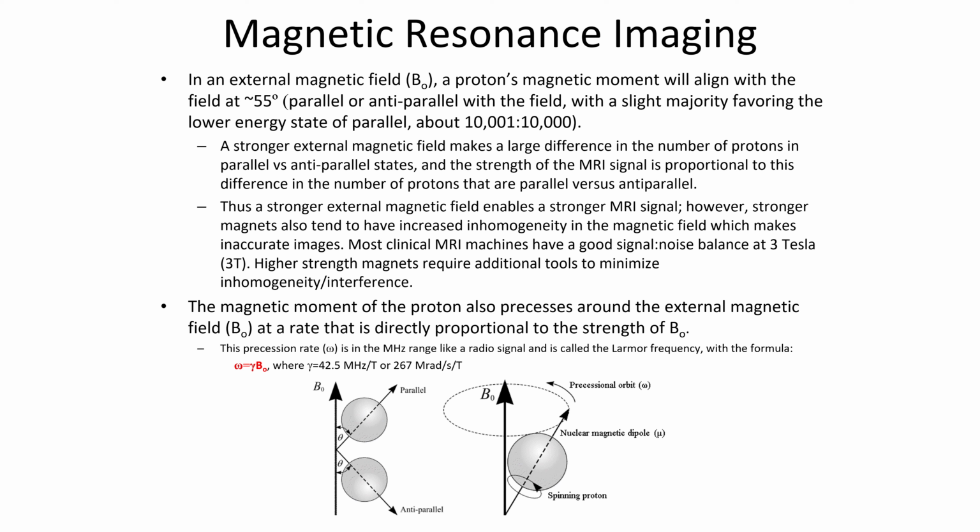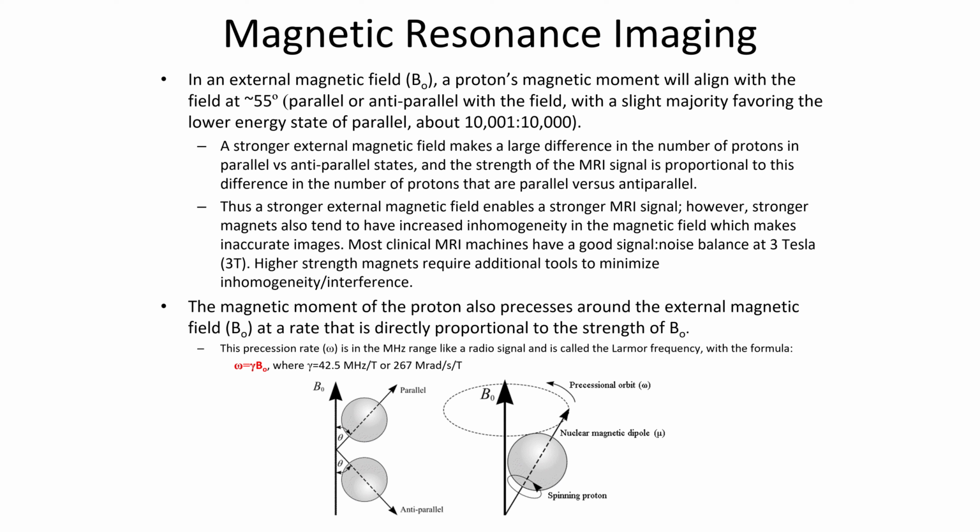So a stronger external magnetic field will make a larger difference in the number of protons that are in the parallel state, and so that's part of why stronger magnets are used for better images. They have a higher signal-to-noise ratio. However, they also have an increased inhomogeneity in the magnetic field, so a little bit of distortion and inaccurate imaging there. So there's a lot of research in that area currently. Most clinical MRI machines have a good signal-to-noise balance at 3 Tesla.